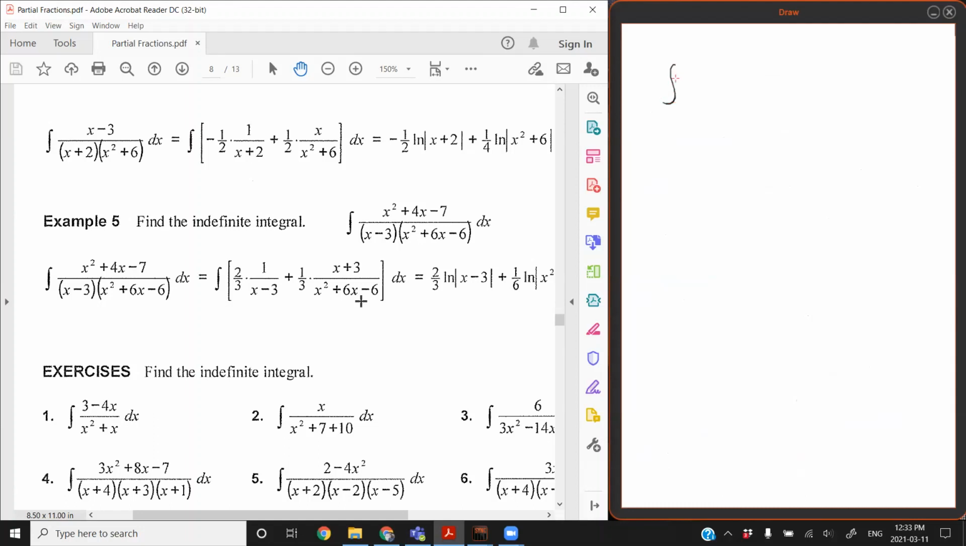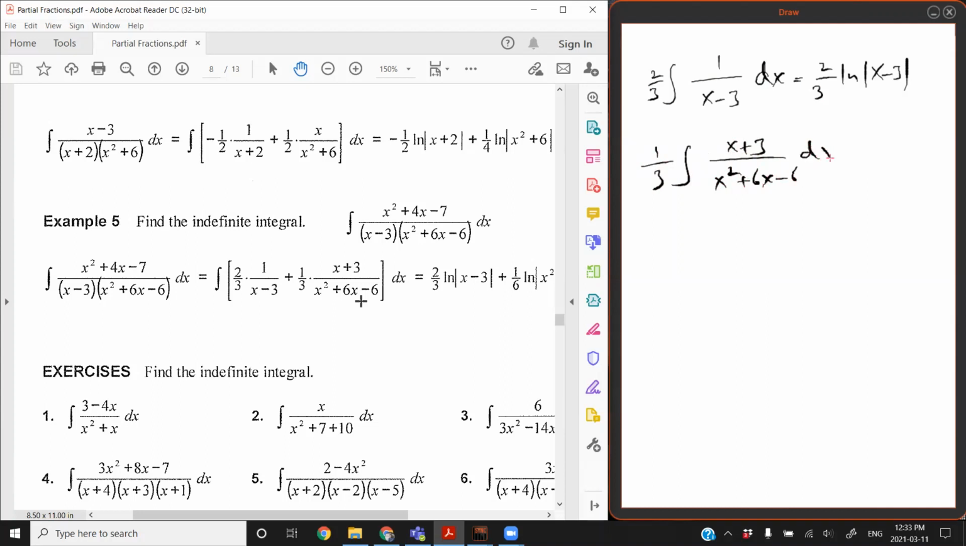Antiderivative of 2/3 times 1/(x minus 3) dx is going to be 2/3 ln of absolute value of x minus 3. And antiderivative of (1/3)(x plus 3) over x squared plus 6x minus 6.